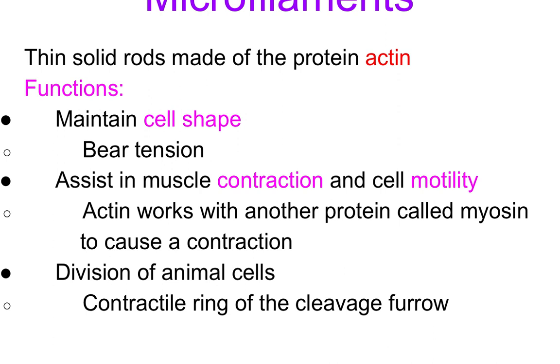Microfilaments are very thin, solid rods. They're made of a protein called actin, and they have a different function. They maintain the cell shape by bearing tension that the cell is experiencing. They assist in muscle contractions, and cell motility is usually where students learn about them. But actin works with another protein called myosin, and when these two proteins work together, we get a contraction. It also assists in the division of animal cells, as part of the contractile ring that forms the cleavage furrow when cell division is occurring.